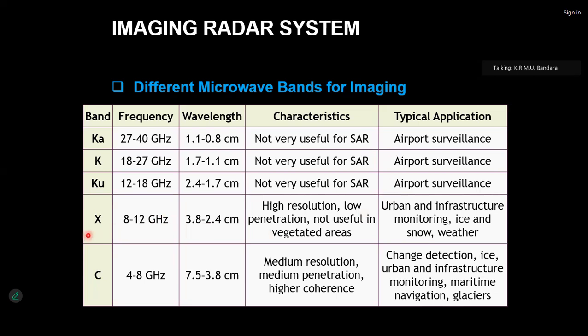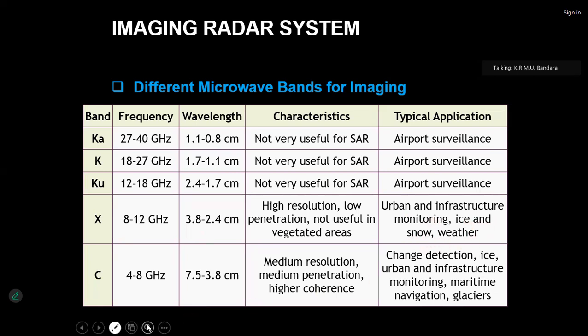Okay, this is the X-band: high resolution, low penetration. Microwave has the ability to go through clouds and any weather condition. But X-band has low penetration, not useful for vegetated areas. When we come to the applications, we'll see what is happening. Typical applications: urban and infrastructure monitoring, ice and snow monitoring, and weather forecasting.